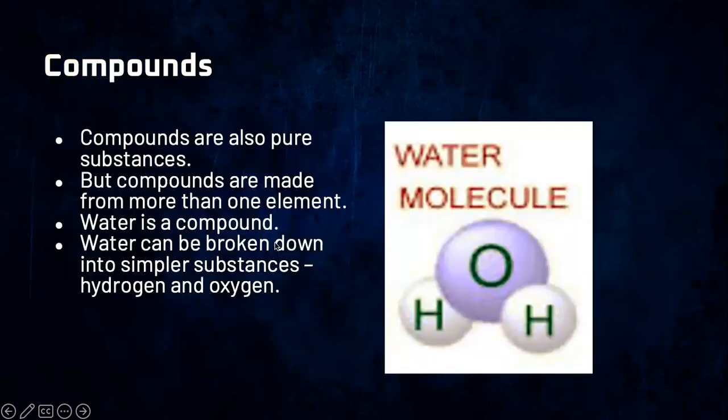All right. Next, compound. After talking about element, we know that compound is basically element plus element equals compound. It can be two elements or more elements joined together to form a compound. So compounds are also pure substances, but one important thing, students, compounds are made out of more than one element. For example, water. Water is a compound. Why? Because water is made out of two elements, oxygen and hydrogen. So it can be broken down into simple substances. That's why water is called a compound.